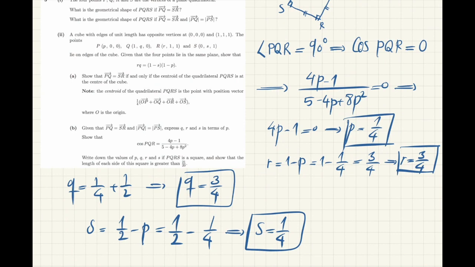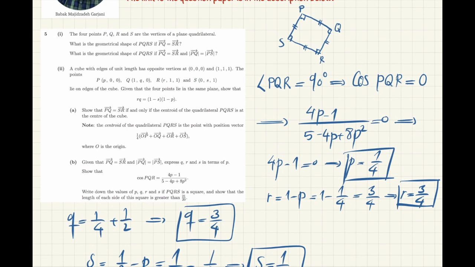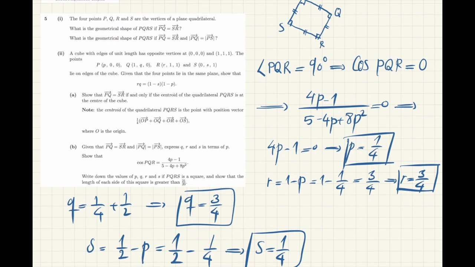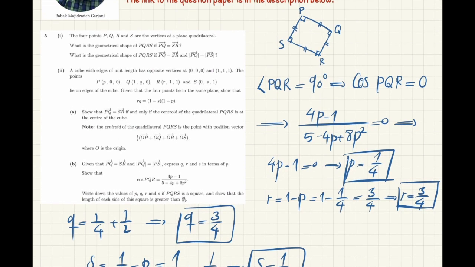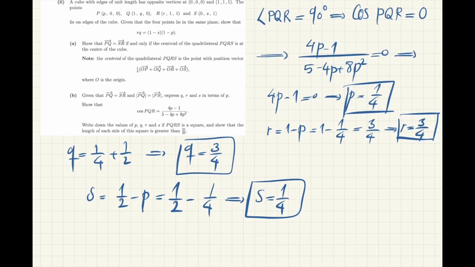Okay, now the very last bit of the problem is that we are supposed to show that the length of each side of this square is greater than 21 over 20. Okay, it's very simple now. It doesn't matter which length you want to calculate here. So for example, let us calculate PQ again. So what is PQ?